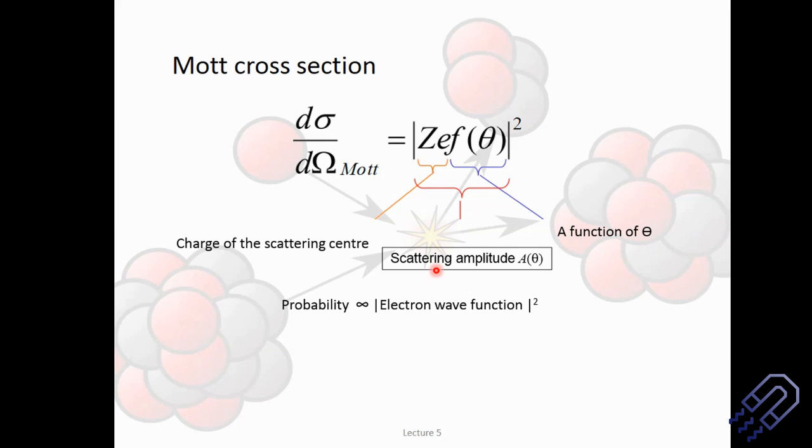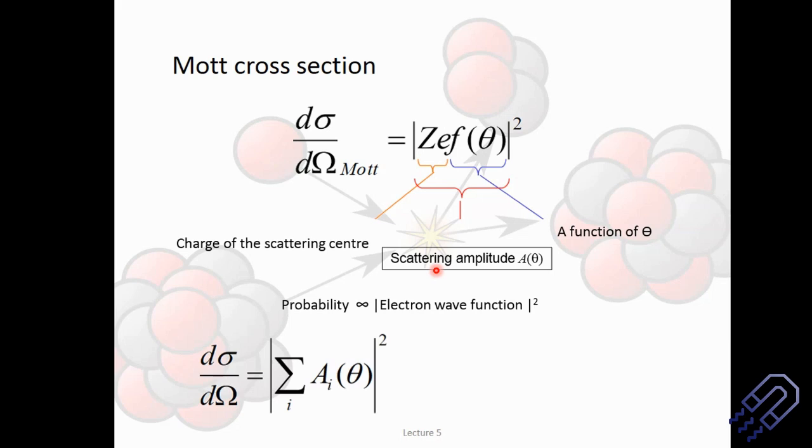But if we multiply it with psi star, we do get modulus of psi square, and that actually has the physical significance. What happens is this will give you an idea of the probability of the occurrence of a particular event. So here also we are considering this scattering amplitude. So the probability is proportional to the electron wave function square. So that is very important.